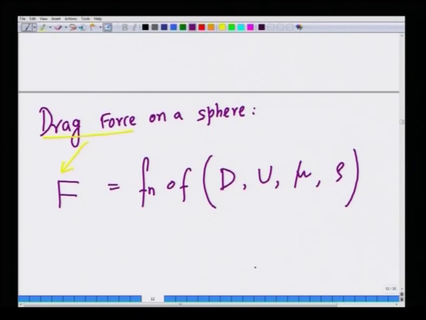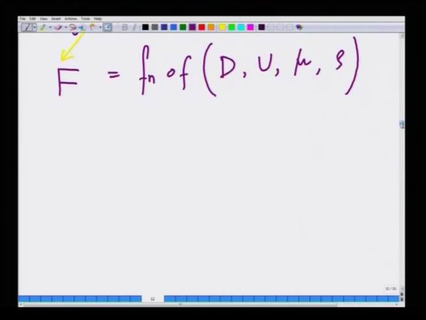What are the variables on which a given physical observable such as drag force should depend? We may have many variables that affect the problem, but we expect at this point that these are the most relevant physical variables. If there are more variables in the problem, then it will show up later while doing experiments. So, these are the variables that we think are the most important for the drag force on a sphere.